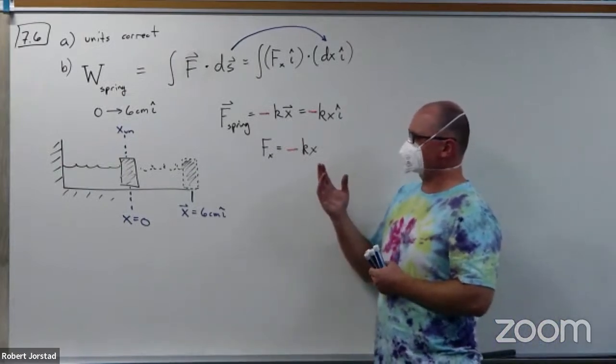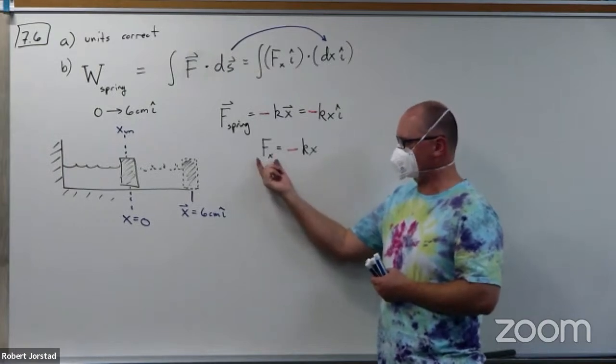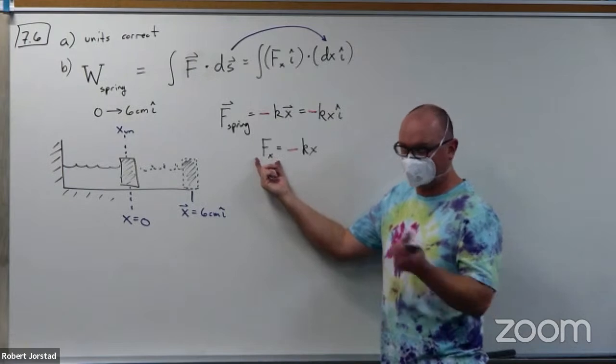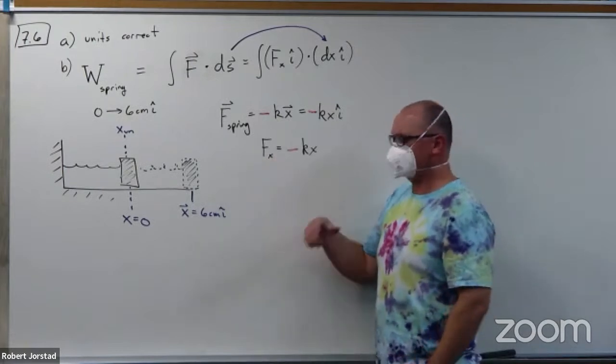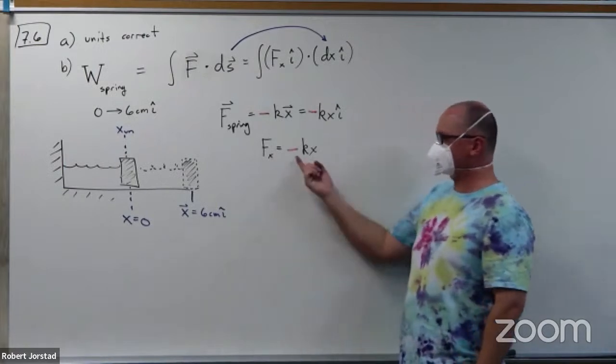Let me just reiterate this. Force subscript x just means tell me everything that's in the x direction, but leave off the i hat. It's like our old vector trick, right? You give me the x component of a vector, you don't write the i hat with it. But you could include the minus sign.